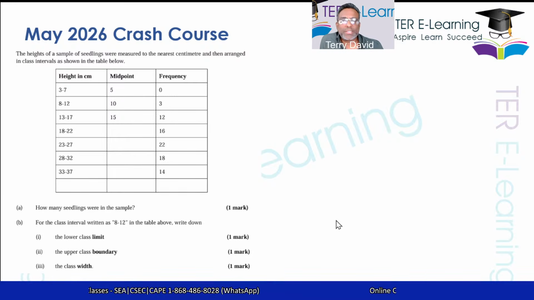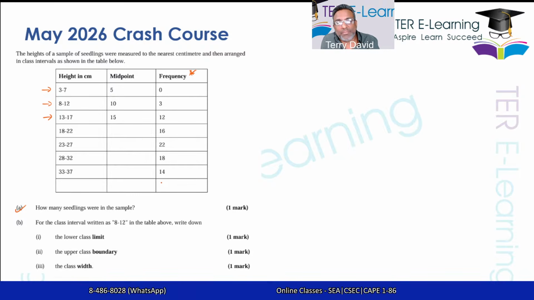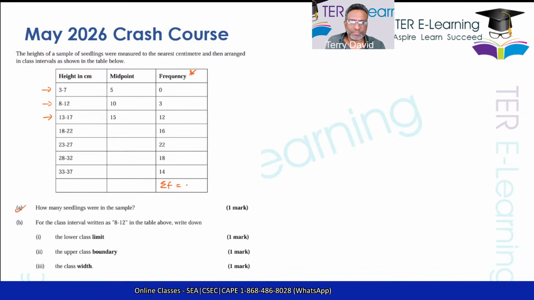The heights of a sample of seedlings were measured to the nearest centimeter and then arranged in class intervals. If you notice here, we have class intervals. We have 3 to 7, we have 8 to 12, and so forth. The question is asking, how many seedlings do we have? If we look at the frequency, we're going to use this to work out the number of seedlings. We just need to add up the frequencies to get that. So sigma f, that's the sum of that column, right? So that's going to be 15 plus 16 plus 22 plus 18 plus 14.